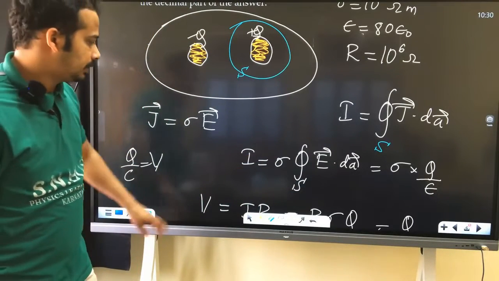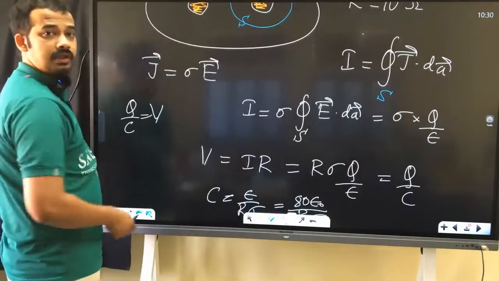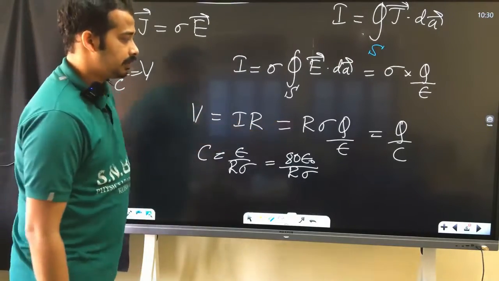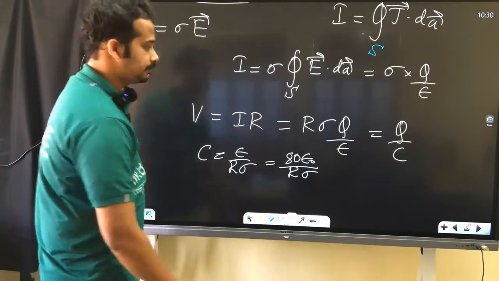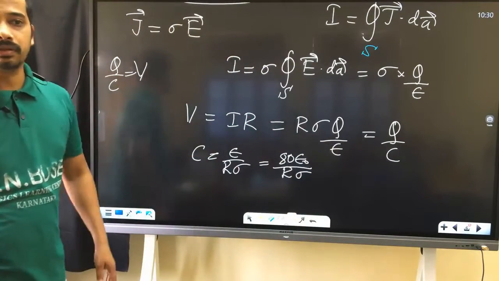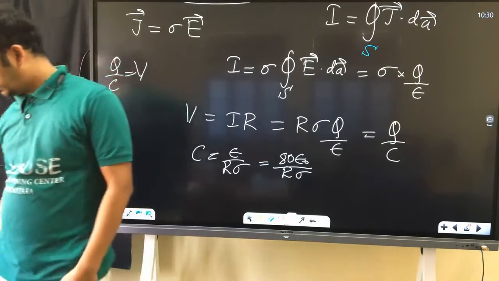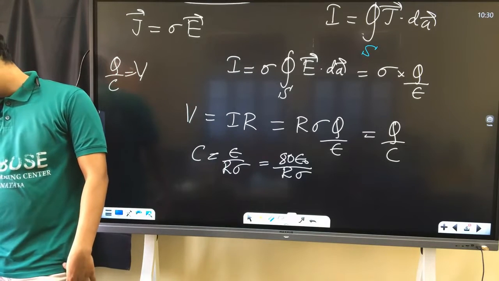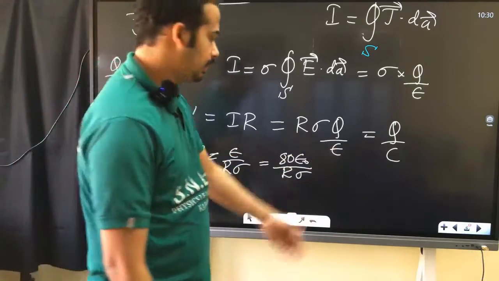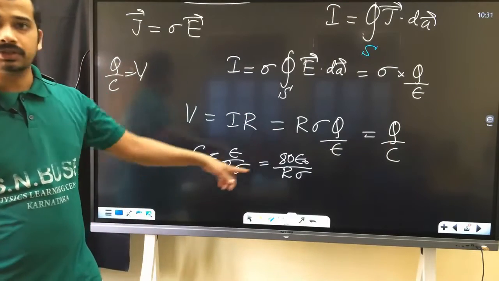He has given the resistance of this configuration. So current into R is nothing but the potential difference between them, which is equal to Q by C. Now this relation ultimately gives us the capacitance of this geometrical configuration. They asked part B of the question: if we fully charge it and leave it, how will it decay? It will decay like V is equal to V naught e to the power minus t by RC.